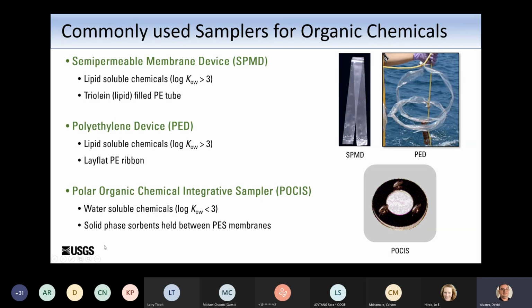Whereas the SPMDs and PEDs sample the hydrophobic organic chemicals, the POCIS was designed to sample the hydrophilic organics. So chemicals typically with log KOWs less than 3. So those more water soluble things that we were missing with those other samplers. The POCIS consists of two microporous polyether sulfone membranes that envelope a solid phase extraction resin that traps the chemicals. The composition of that resin can change depending on the application, depending on the types of chemicals you're interested in sampling. But typically, Oasis HLB is used, and that's one of the more common resins used in environmental sample processing anyways.